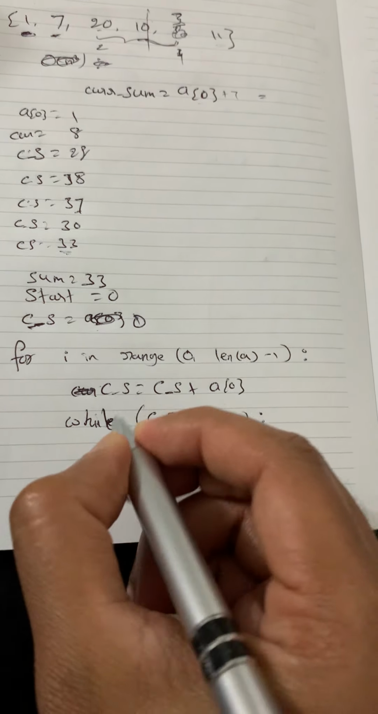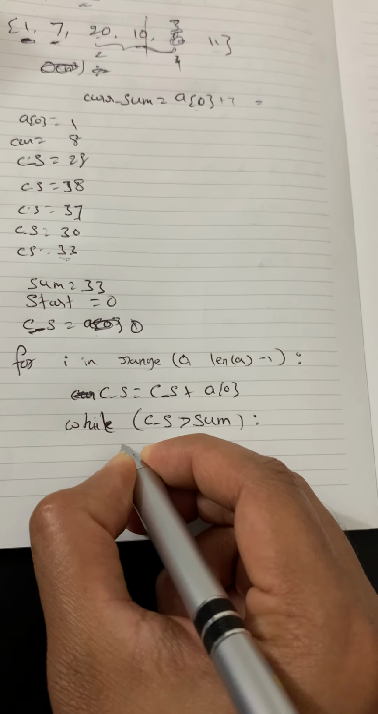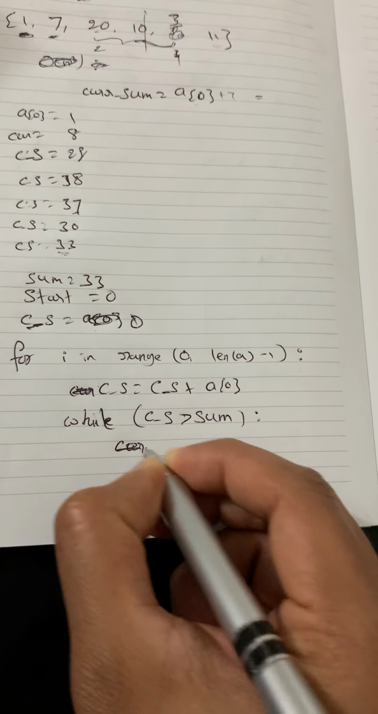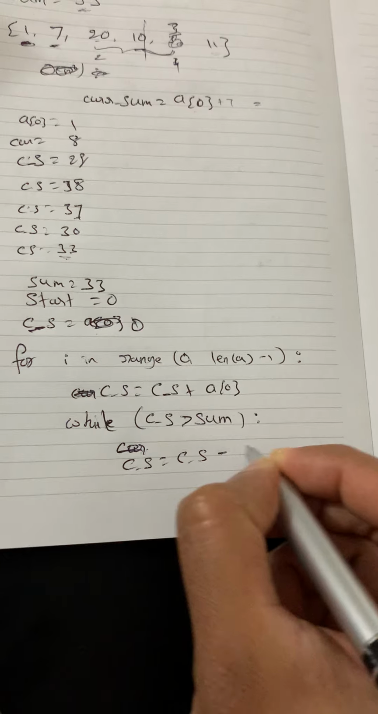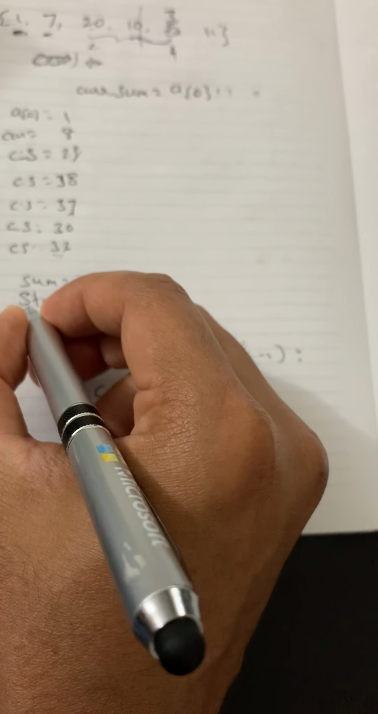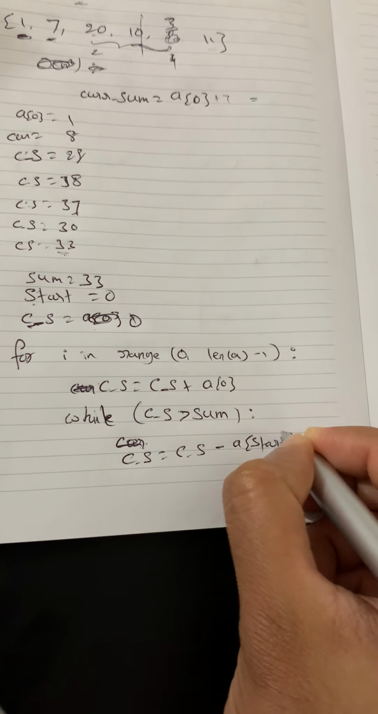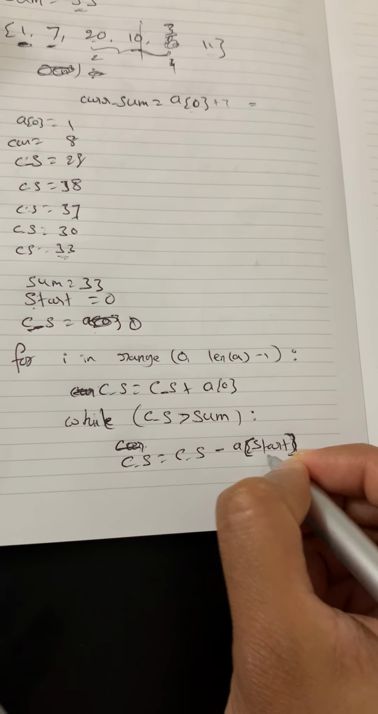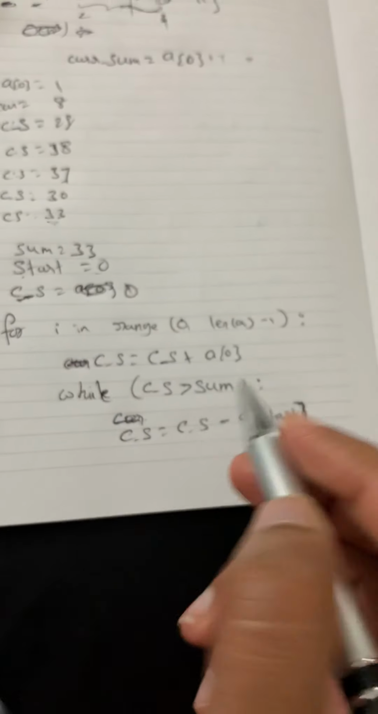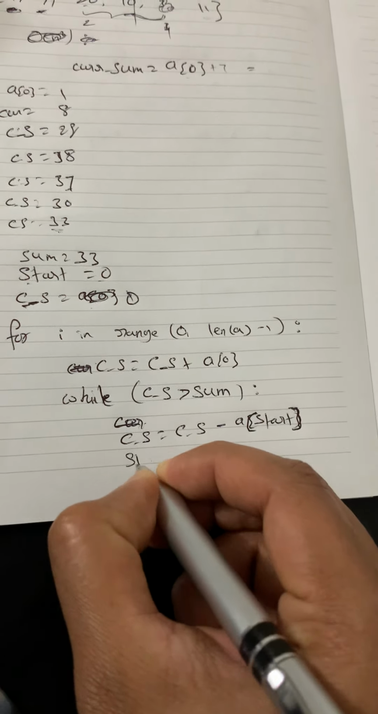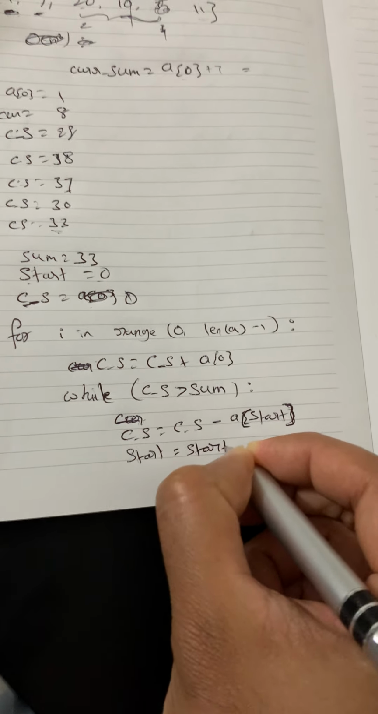what we're gonna do is we're gonna deduct this element: current sum equal to current sum minus a of start. So this is a of 0 in this case. Now, since we already removed start, we will increment it for the next time. Start equal to start plus 1.